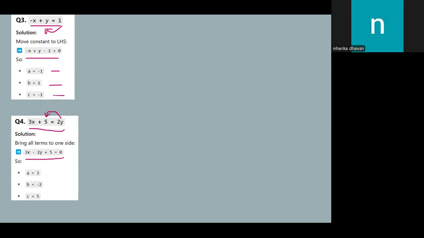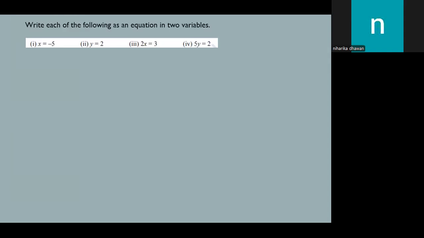When we have shifted this 2y to the left hand side, we get 3x minus 2y plus 5 equal to 0. Now as we can see, we have all the terms on the left hand side and only 0 on the right hand side. So only this much we have to do in all kinds of questions. If we have to convert any equation into the form ax plus by plus c equal to 0, we just have to shift all the terms to the left hand side and put 0 on the right hand side. So here we can see a equal to 3, b equal to minus 2, c equal to 5. Let's move to the next question now.